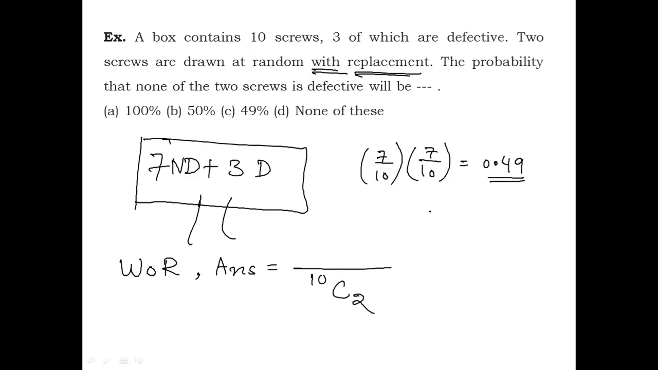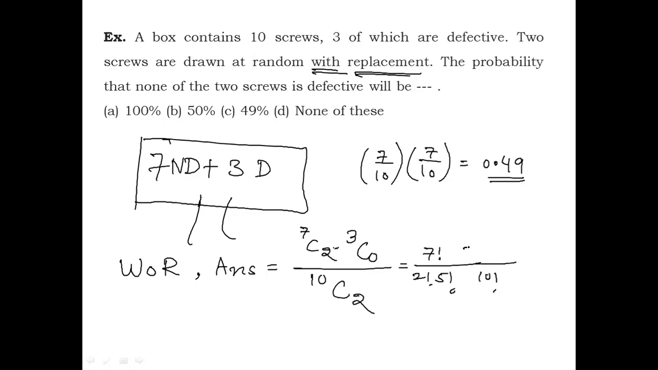So the 2 screws should be non-defective. From the 7, we have to choose any 2, and "and" means multiplication, "or" means addition. From the remaining defective ones, none should be selected. So 7C2, that is 7 factorial upon 2 factorial into 5 factorial, and 3C0 will be 1.